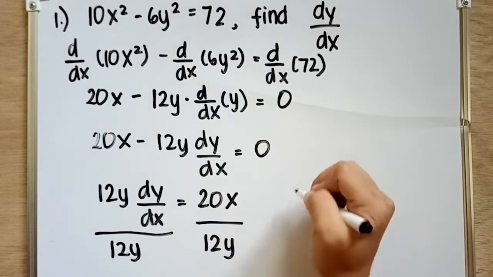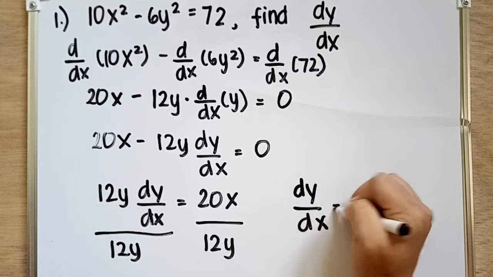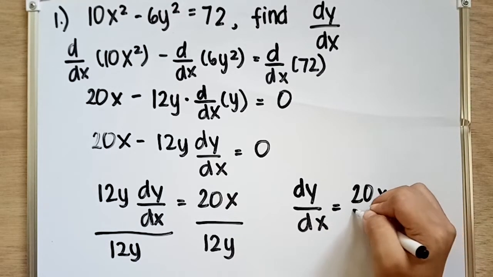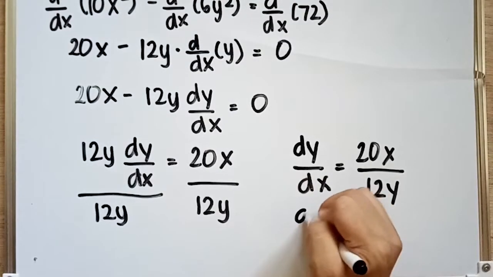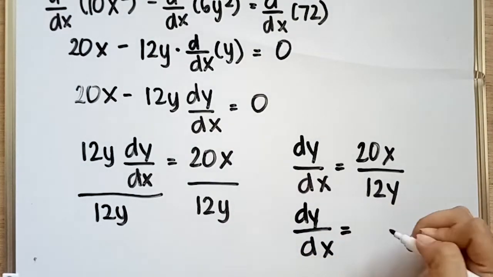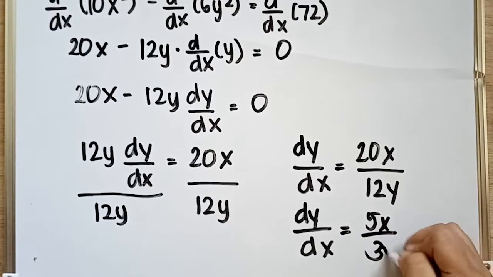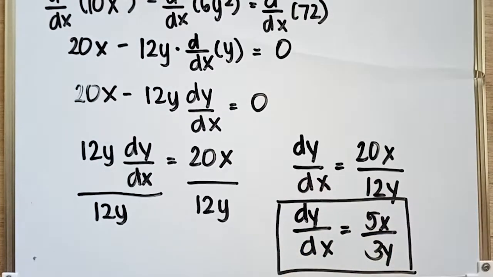And now the value of our dy over dx is 20x over 12y. Its simplest form is dy over dx is equal to 5x over 3y. This is our final answer. We can check if our final answer is correct by using explicit differentiation.